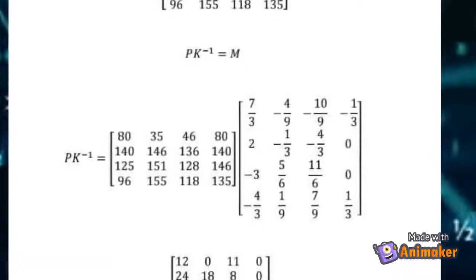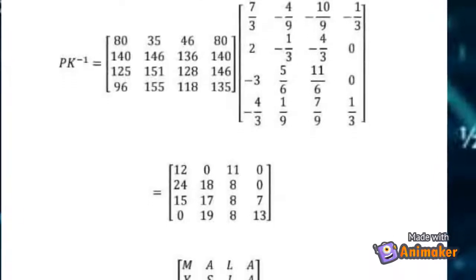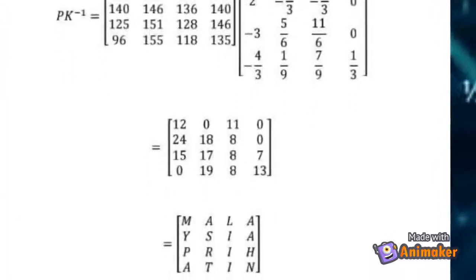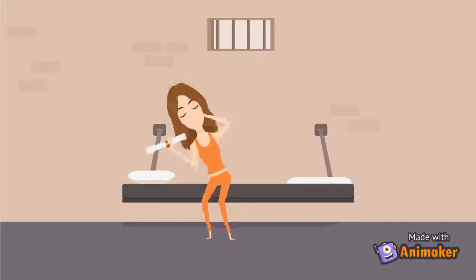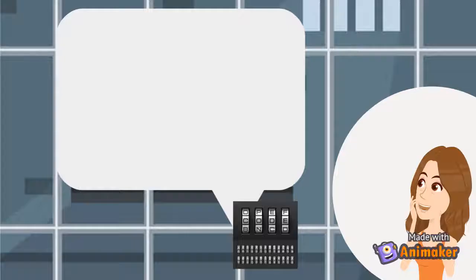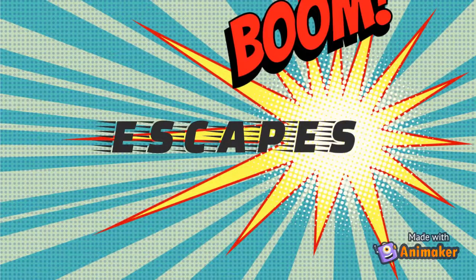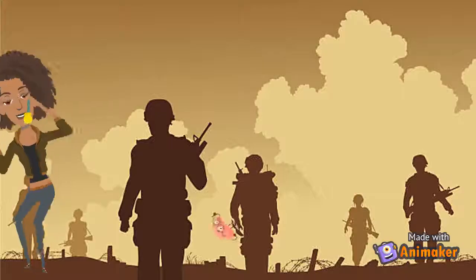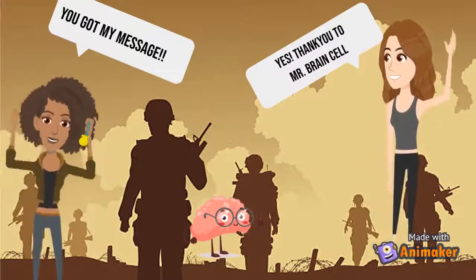After we multiply it, we get the values. Then arrange the values using the alphabetical order, which starts from A equals 0, B equals 1, and so on until we get the message Malaysia Prihatin. Yay! We managed to solve the secret key. You got my message? Yes. Thank you, Mr. Braincell.